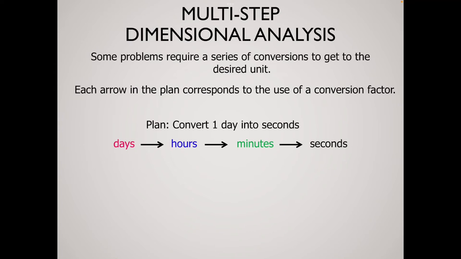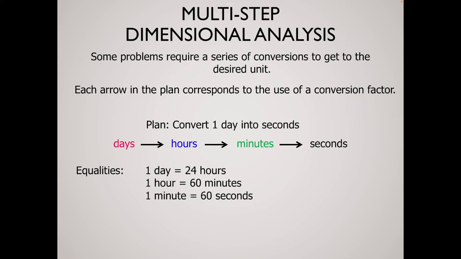But we do know how many hours there are in a day, right? We know there's 24 hours in a day. We know there's 60 minutes in an hour, and we know that there's 60 seconds in a minute. So knowing all of those conversion factors, all of those equalities, we can put together a dimensional analysis problem and allow us to convert from days into seconds. So even though we don't know that answer, we can find it out with conversions that we know. So here's everything we know. 1 day is 24 hours, 1 hour is 60 minutes, and 1 minute is 60 seconds.